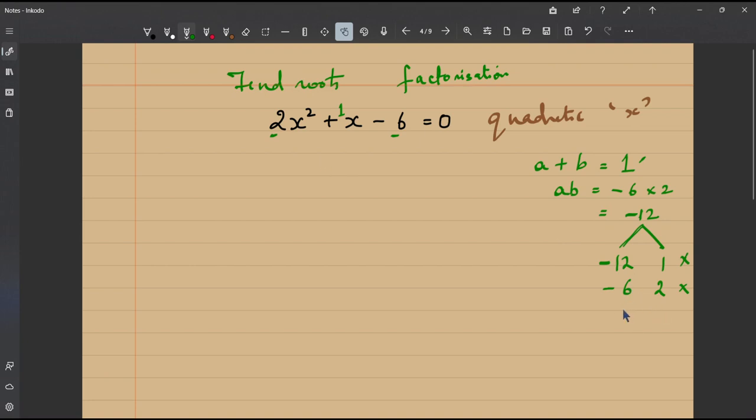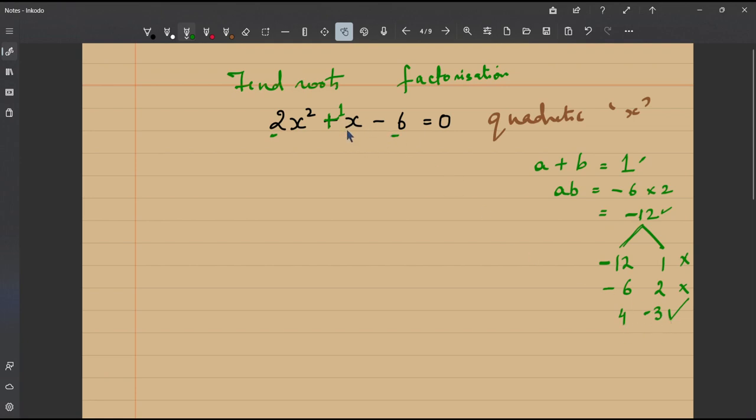So let's go to 4 and 3. One of them has to be negative, but we will put the negative sign on the smaller number because it should add up to a positive 1. So we put the negative sign on the smaller number. 4 minus 3, yes, it adds up to 1 and the product is minus 12. So 4 and minus 3 are the numbers we are looking for.